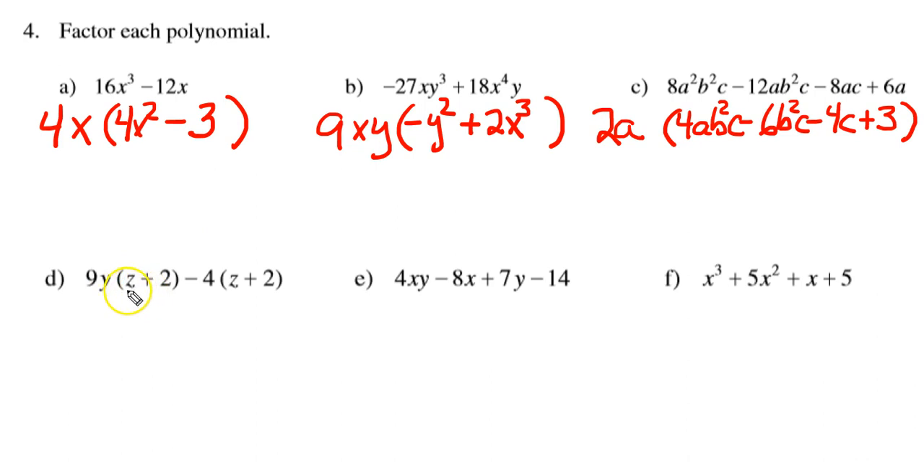Now here we see we have common factors here. So this is like the second stage of grouping. So we have 9y minus 4. And then we have z plus 2.